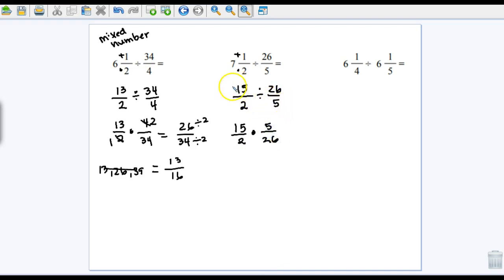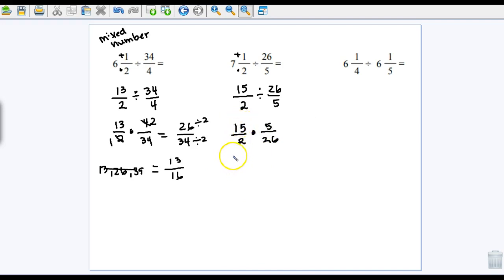But why didn't I cross cancel up here or here? Wouldn't that have been easier? Because I cannot cross cancel when it's division. I can only cross cancel when we have our problem set up as a multiplying problem. So 15 and 26 don't divide. I'm just going to have to do the math straight across.